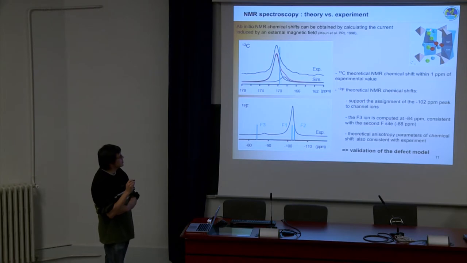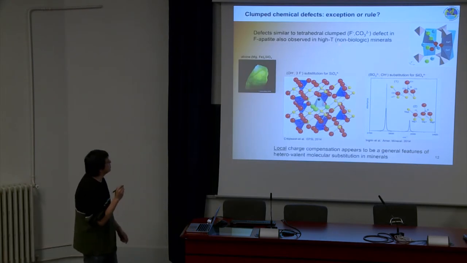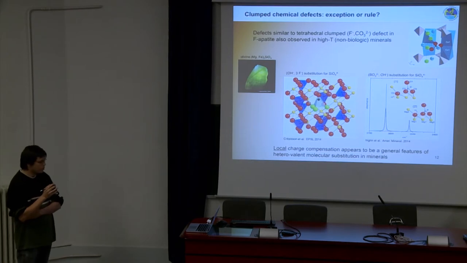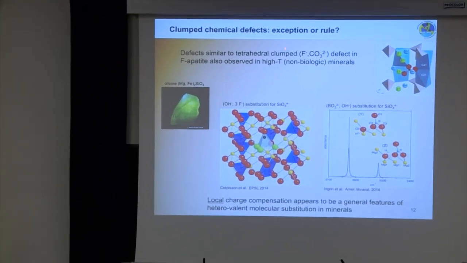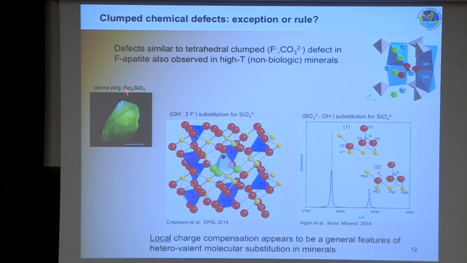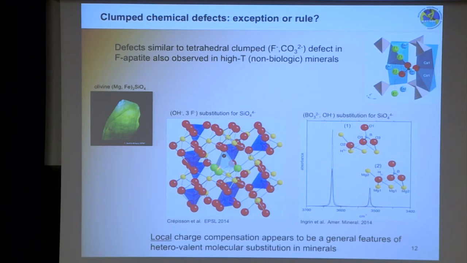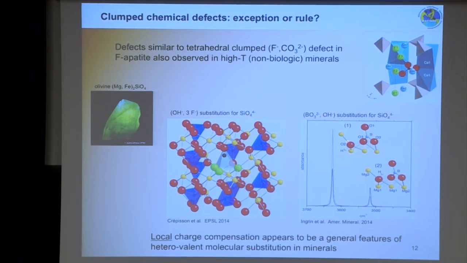Okay. So concerning this clumped chemical defect model, we can ask whether this type of chemical defect is an exception or a rule. And in fact, in a completely other world compared with biominerals, in high temperature minerals, almost at the same time, we also found very similar defects in this mineral, which is a magnesium silicate. And in this mineral, we found some silicate substitutions by clumped OH and fluorine defects. And also we found a very similar configuration compared to apatite. Here we have the substitution of borate anions, and here you have a compensating hydroxyl group, but in that case in a high temperature mineral.